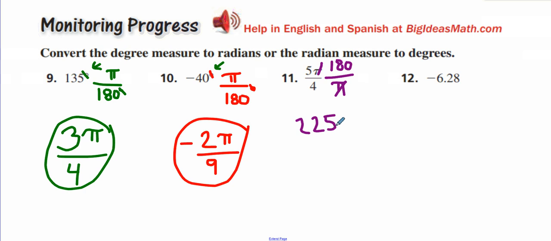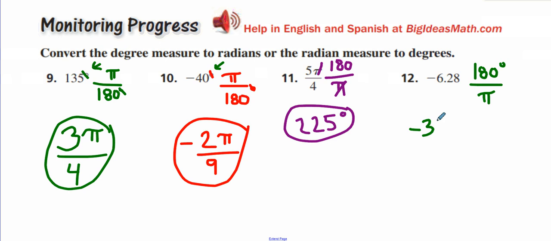This next one we're probably going to have to round, because in degrees we don't use fractions, we use numbers. So again, because we're converting from radians, and again we know it's in radians because it doesn't have the degree symbol, we're going to put the pi on the bottom. We're going to plug this into the calculator. Negative 6.28 times 180 divided by pi equals negative 359.817.